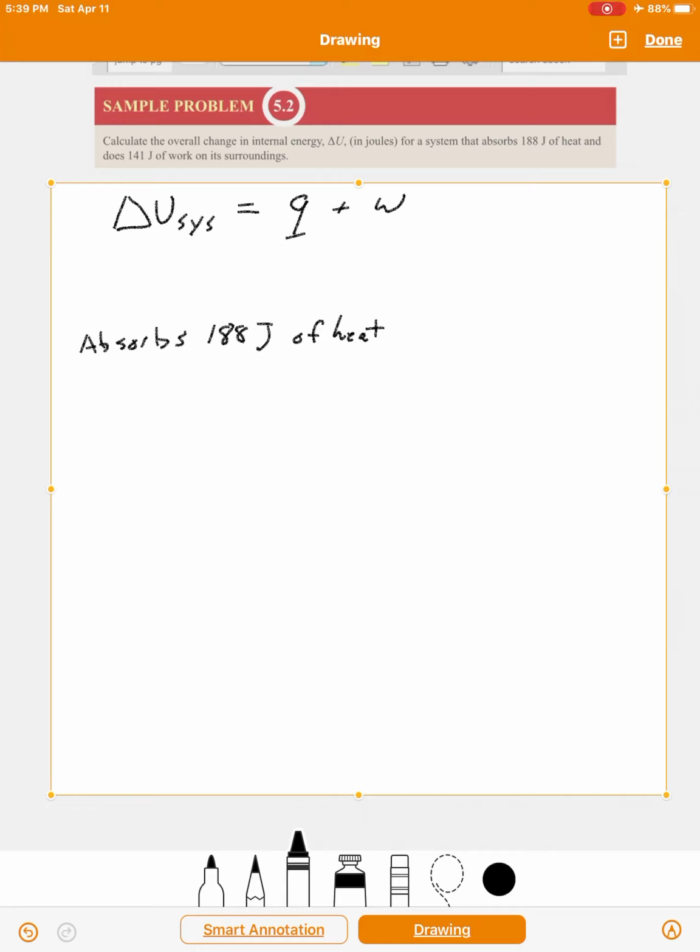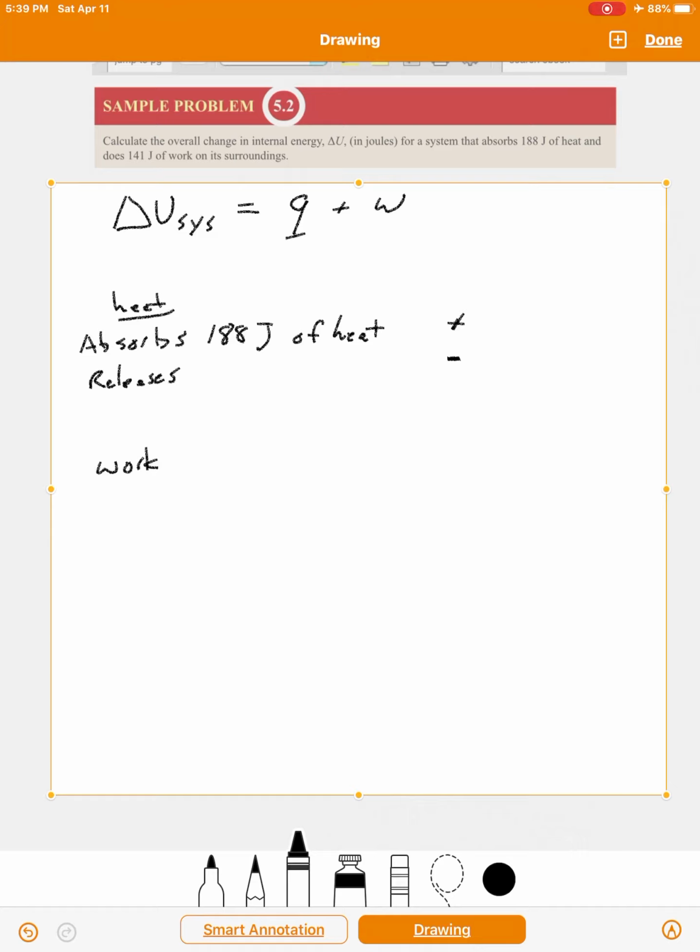Okay? When the system absorbs, that's positive. When it releases, it's negative. Okay, so absorbs is positive, releases is negative. Okay, now what about the work? It says that the work, 141 joules of work done on the surroundings. So let's be careful of the terminology when it comes to work.